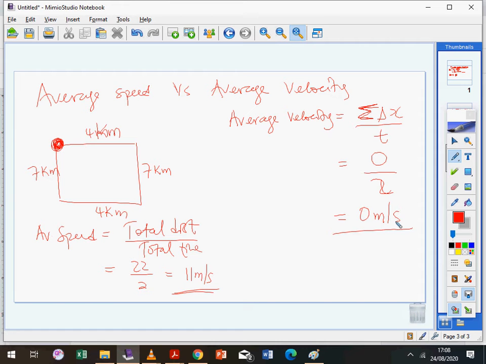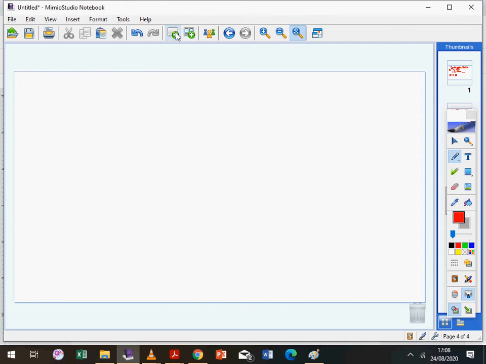When you're driving a car and you look at the speedometer, do you think it shows you average speed or does it show you average velocity? And does it even show you the average speed? So that introduces us to something that's called instantaneous speed.